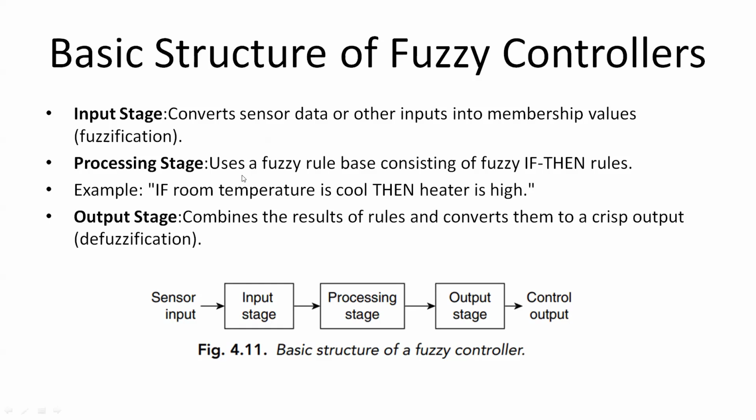So the processing stage here uses a fuzzy rule base that consists of fuzzy logic rules like if-then rules. For example, if the room temperature is cool, then the heater is high. So you have linguistic descriptors here as well as the fuzzy nature, like cool and high. Then the output stage combines all these results and maps them to a particular crisp output. That is done with the help of defuzzification functions that we saw in the last lecture, like center of gravity or centroid, center of sums, and then the MOM method. So we looked at those in the previous lecture.